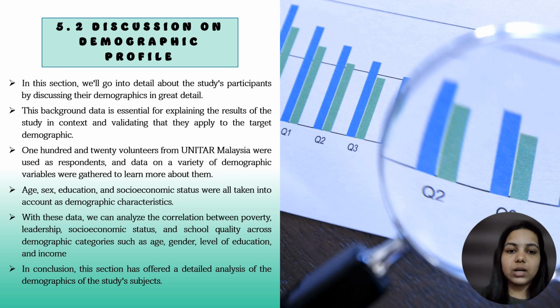We have learned a lot about the demographics of the sample by controlling for factors like age, gender, education, and socioeconomic status. This helps us draw more accurate conclusions and give more precise suggestions for enhancing the quality of education at UNITAR Malaysia, as well as makes the study's findings more interpretable and generalizable.